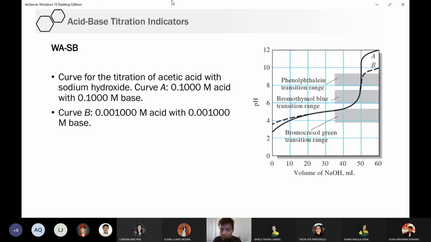For weak acid, strong base, no? Take note that for weak acids, ang endpoint ay nasa basic pH. So that means you should use indicators that will change color in the basic pH, no? Example, the bromothymol blue and the phenolphthalein. The bromocresol green, ano yung pH range na to? Around 4, ano nga ba?